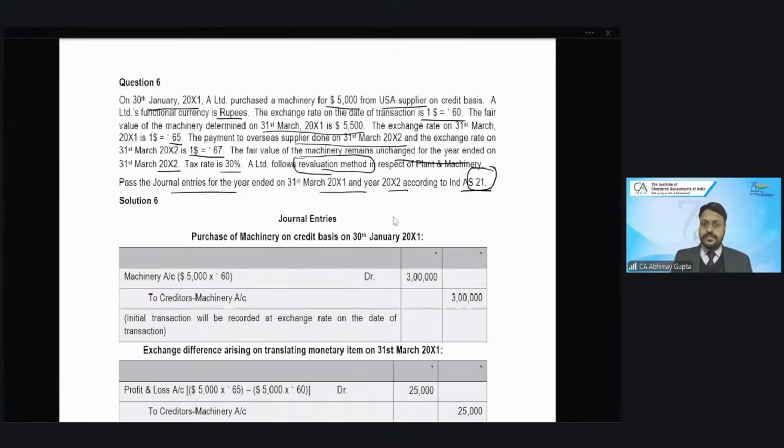Yes. Ready with the answer? Yes, sir. The first entry. What would be the first entry for the purchase of machinery on the date of transaction?